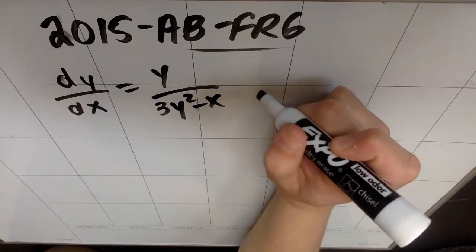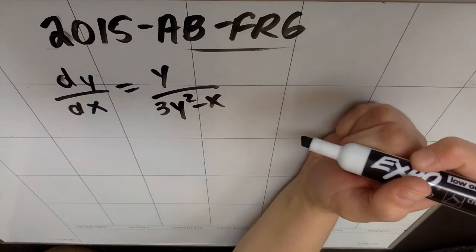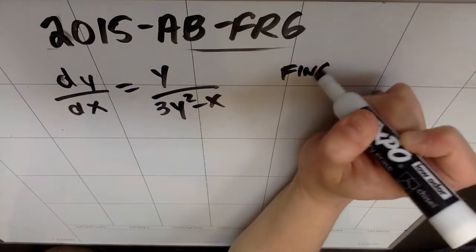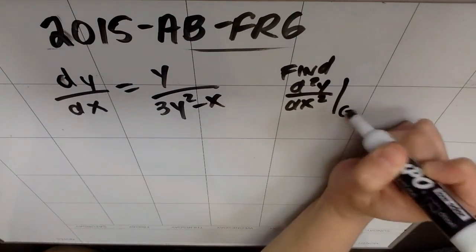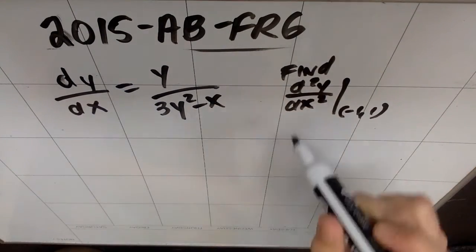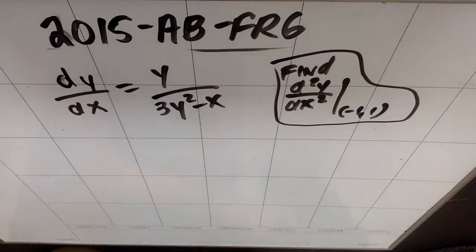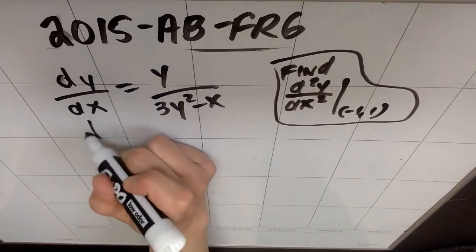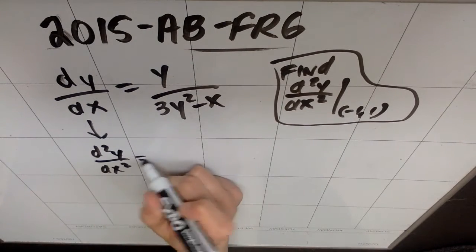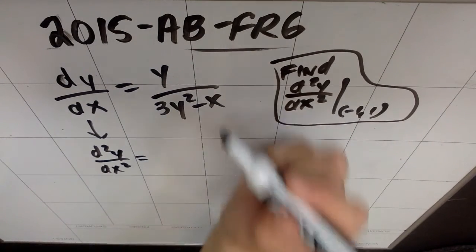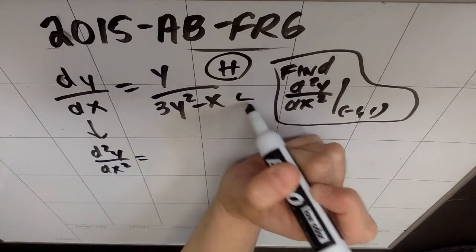Cool. They want me to find d squared y dx squared. So what they're asking here is for me to find d squared y dx squared and evaluate it at negative 1, 1. That's what they want, right? But I can't do that without finding the derivative first. So when I derive this, d squared y dx squared, right? Now I'm going to have to do the quotient rule because this has a high function and a low function.